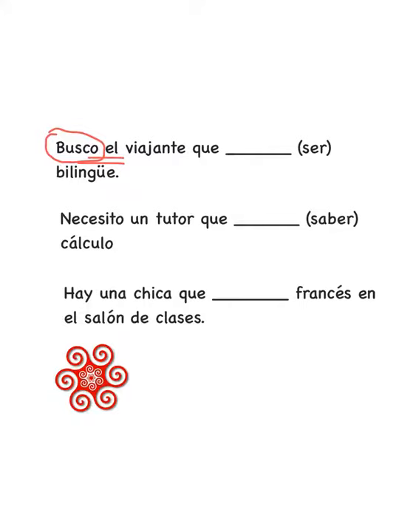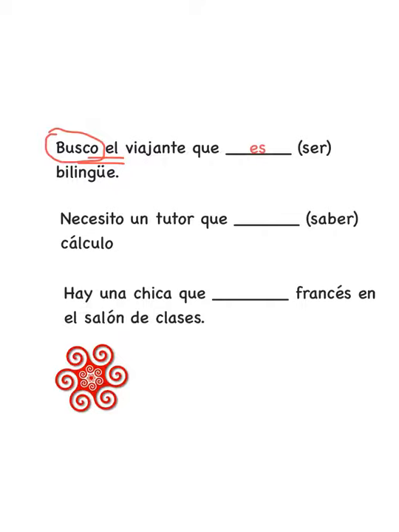So, okay, we are going to use the indicative. Busco el viajante que es bilingüe. Okay, what about the second sentence? Necesito un tutor que blank saber cálculo. Okay, again, the first thing we should do is find that verb or phrase that could be a subjunctive trigger.